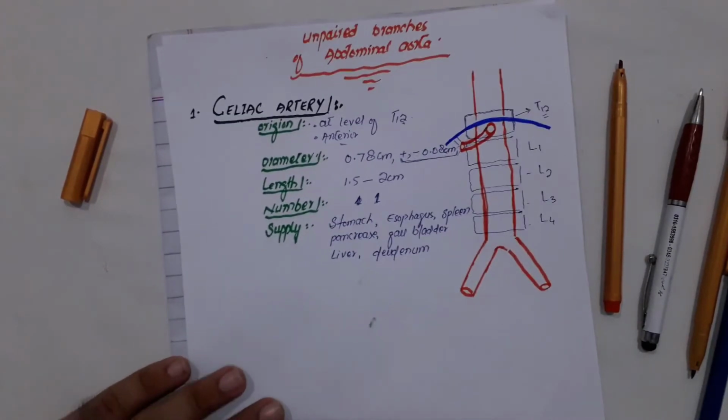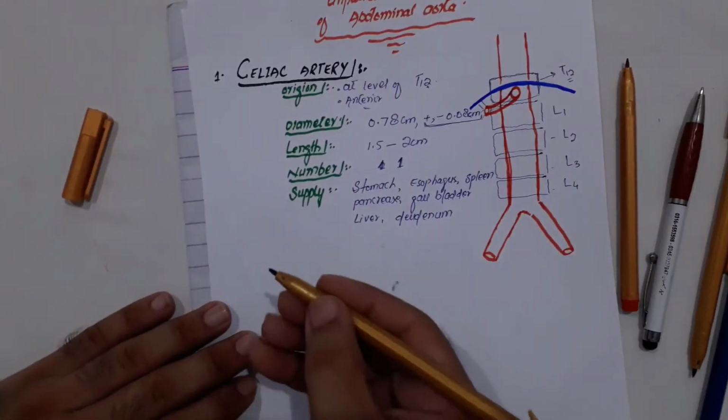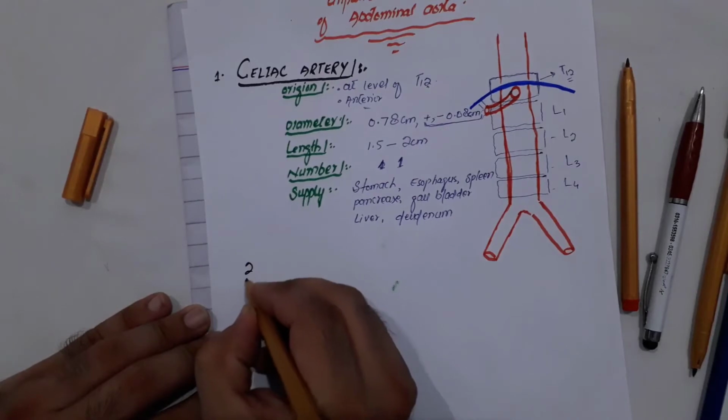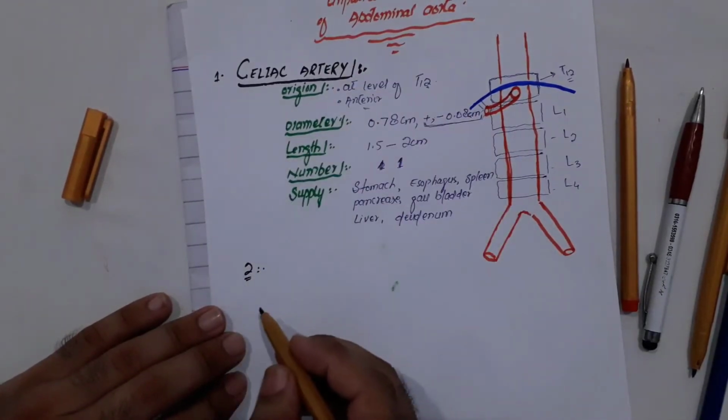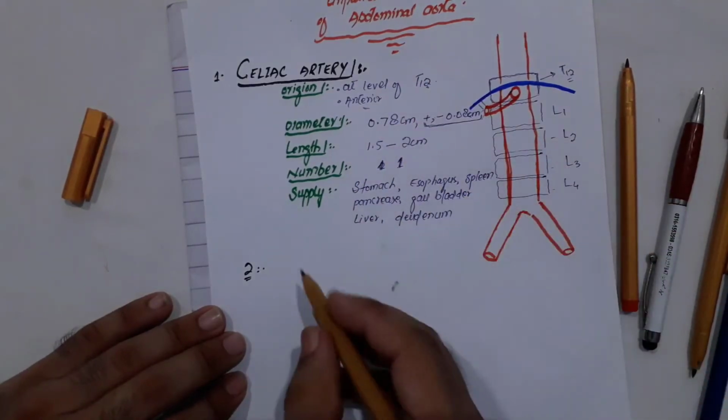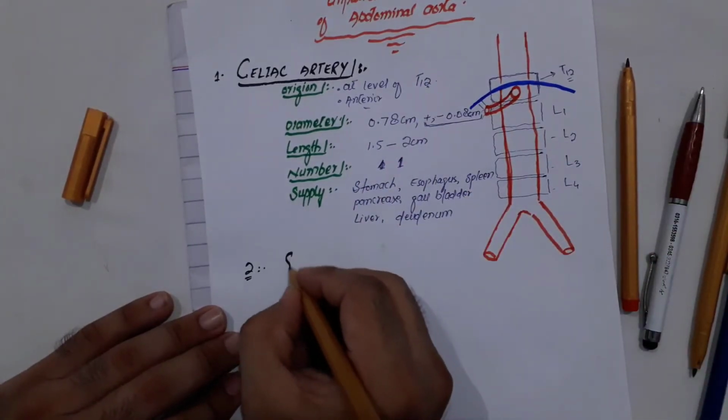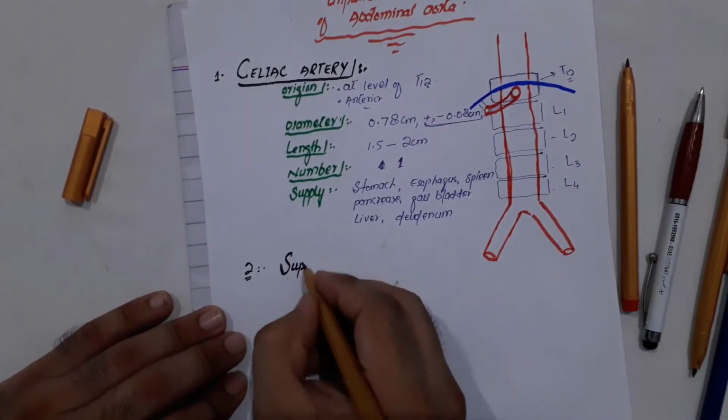Let me discuss the second unpaired branch which arises from this abdominal aorta, and that is the superior mesenteric artery.